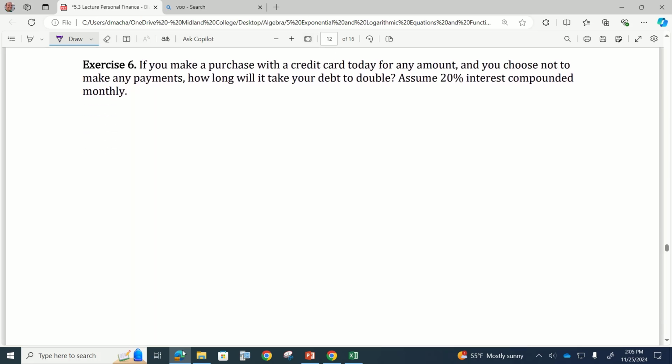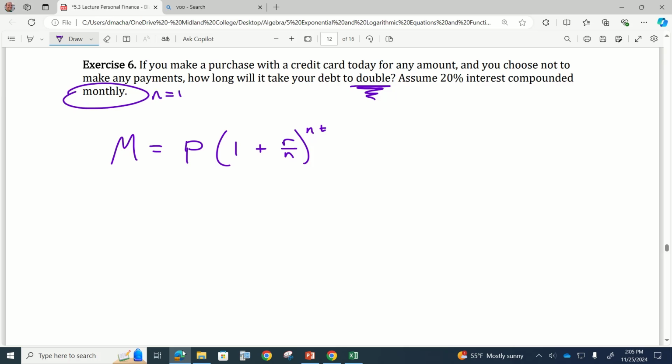We've got just a few more left. If you make a purchase with a credit card today for any amount, and you choose not to make any payments, how long will it take for your debt to double? Assume 20% interest compounded monthly. Okay, when I see compounded monthly, I immediately write down this formula. And of course, monthly means n is equal to 12. So 20% is 0.2.